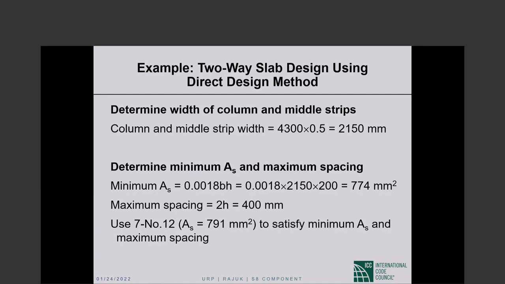So remember, a column strip is made up of 2 half column strips, and each half column strip is 1/4 of the shorter span. So the column strip width is half the shorter span, which is 2150, and that will leave the middle strip width to be the remaining 2150.